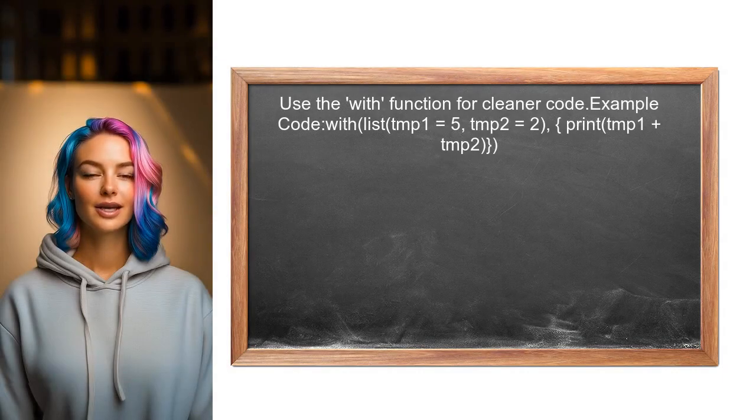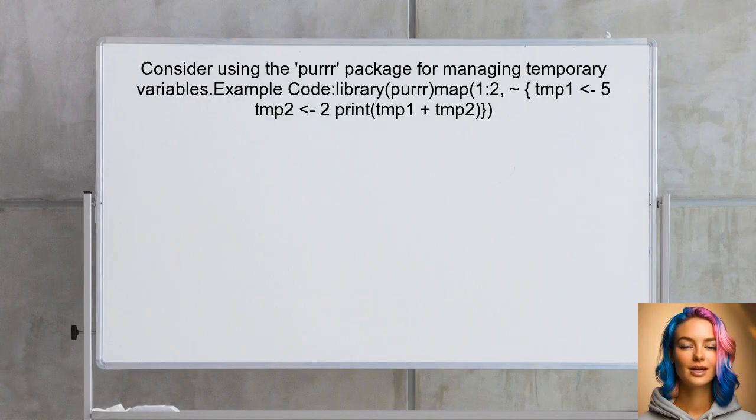Another option for the user is to use the with function. This allows for cleaner code by evaluating an expression within a specified environment. Lastly, the user can consider using the purrr package, which provides functions like map that can help manage temporary variables more effectively.